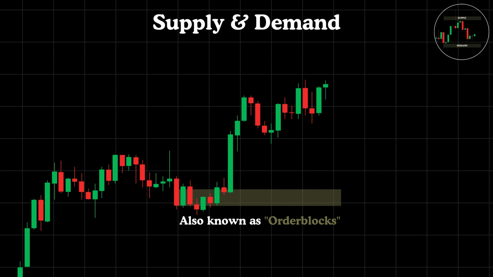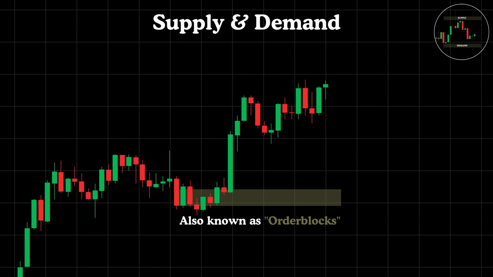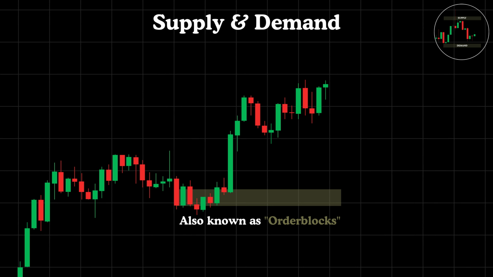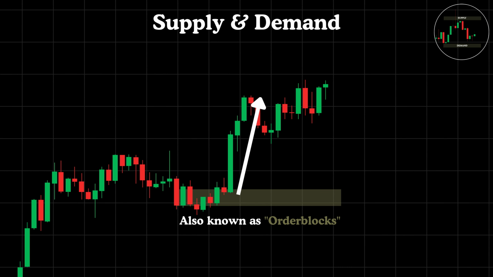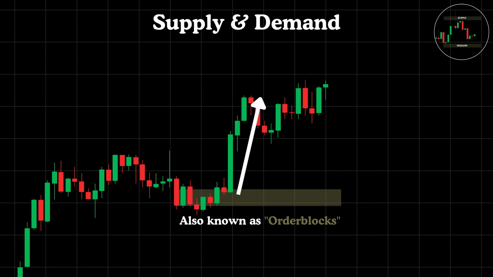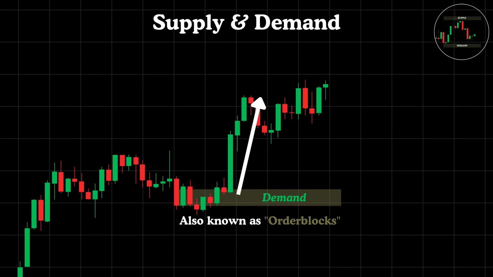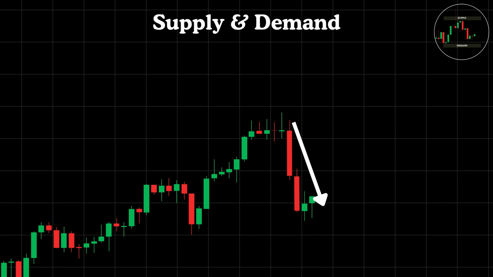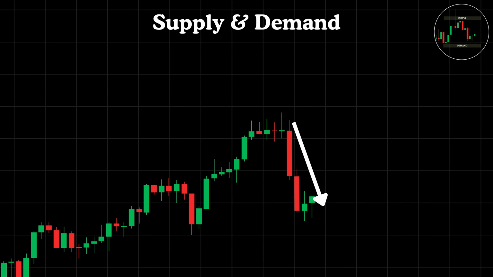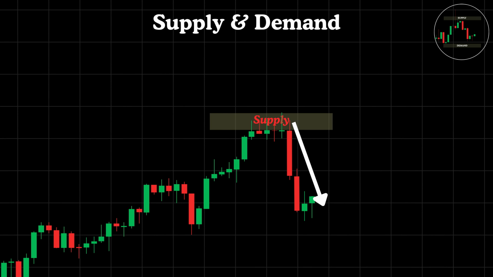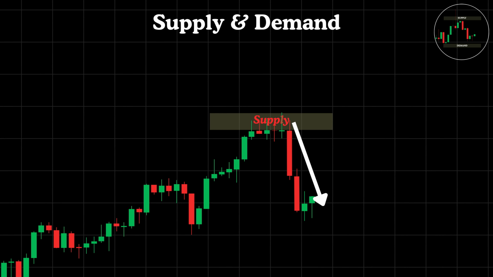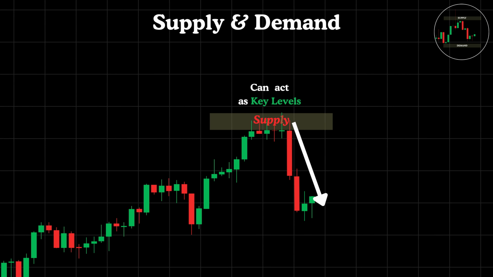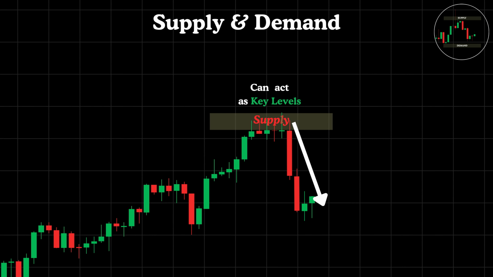Supply and demand, also known as order blocks, are zones where major price movements have taken place. When price rises sharply from a specific level, that area is identified as a demand zone. Conversely, when price drops significantly from a level, it is labeled as a supply zone. Similar to support and resistance, these zones can act as key levels for spotting potential entry opportunities.